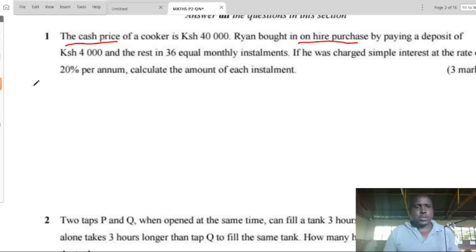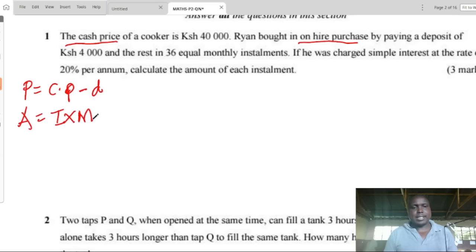Now first, you need to know that the principal is equal to cash price minus deposit. Another thing you need to know is the amount. Amount is equal to monthly installments times the number of months. Or this one is the same as hire purchase: when you have total hire purchase, you subtract deposit, and that will give you the amount.